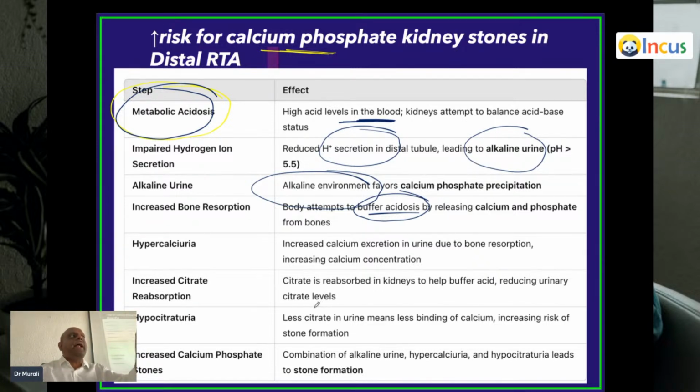Where is citrate reabsorbed? Citrate, bicarbonate, everything is reabsorbed in the proximal convoluted tubule. So in distal renal tubular acidosis, how is the proximal convoluted tubule? It is normal. That's the reason whenever there is an acidosis, the proximal convoluted tubule will wake up and try to reabsorb more and more citrate.